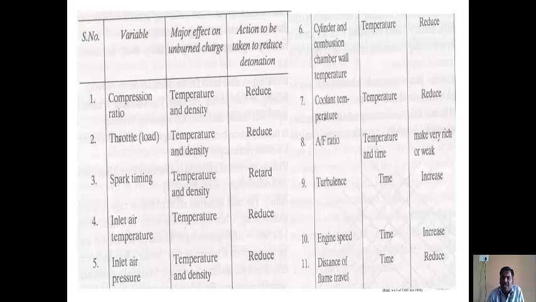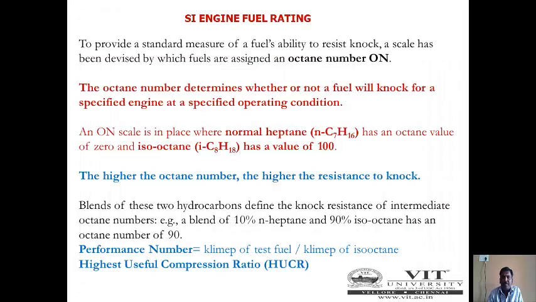If there is detonation in the cylinder, the air-fuel mixture in the cylinder must be made very rich or very lean. Turbulence must be increased. Engine speed should increase, because the turbulence directly depends upon the engine speed. If you increase the engine speed, the turbulence in the cylinder automatically increases. And the distance of flame travel must be reduced.